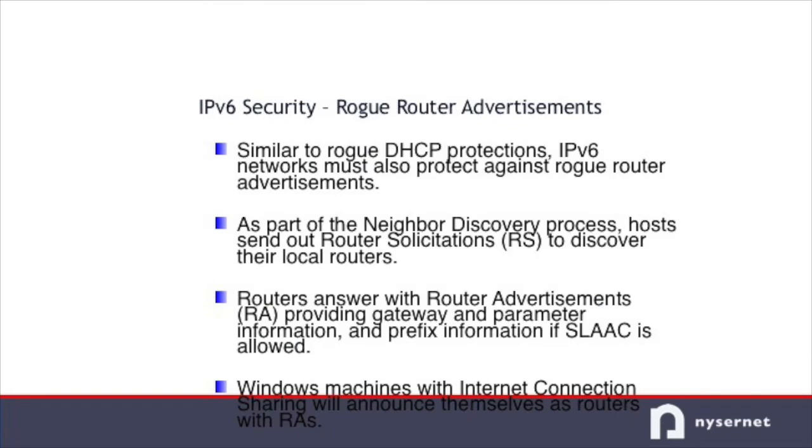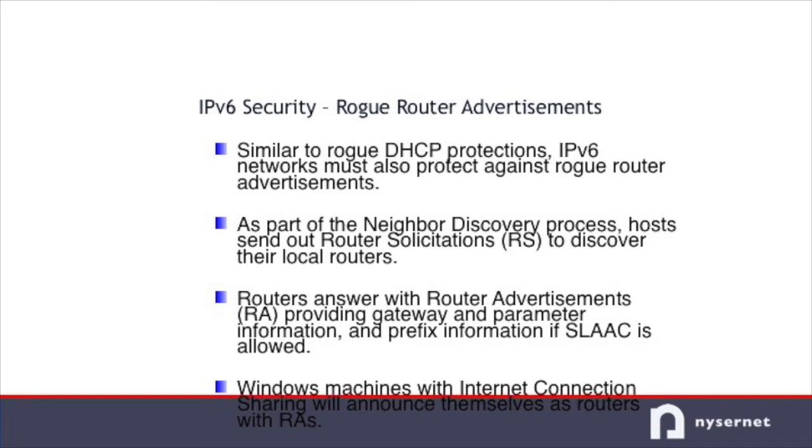So in addition, and I apologize, I threw a new theme on here and didn't check all of my slides for the spacing. Similar to rogue DHCP, you will have to protect against rogue routers in IPv6. This is not something that you have to do in v4. Well, technically, the protocol doesn't exist before. Right. No one has had to protect against it in v4.